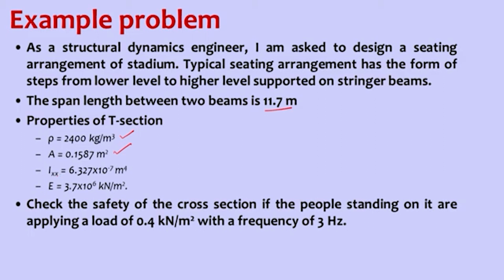Moment of inertia along its x axis is 6.327 × 10^-7 meter power 4, and modulus of elasticity is 3.7 × 10^6 kilonewton per meter square. Using these properties we need to find the maximum deflection. Check the safety of the cross section if the people standing on it are applying a load of 0.4 kilonewton per meter square with a frequency of 3 hertz.